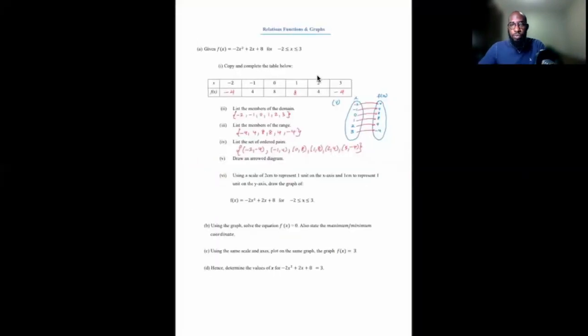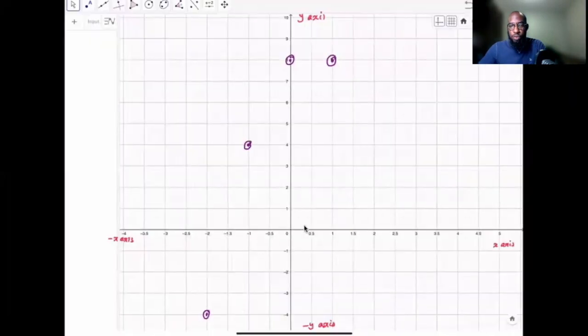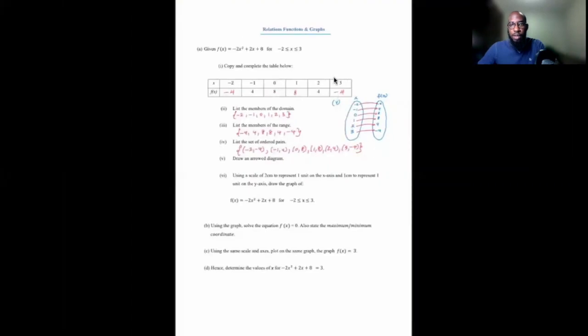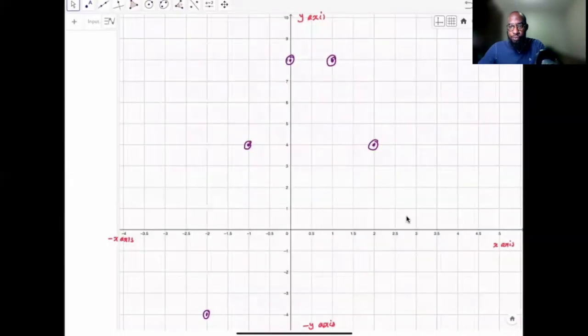Continuing. We have 2, 4. So we're looking for 2. Right, 2 is here. And then we're going up till we reach 4. So 4 is there. So 2, 4. Nice. And then we have 3, -4. So 3 here. Once we find 3, we have to go up or down on this line. -4 is going down. So 3, -4 is right here.